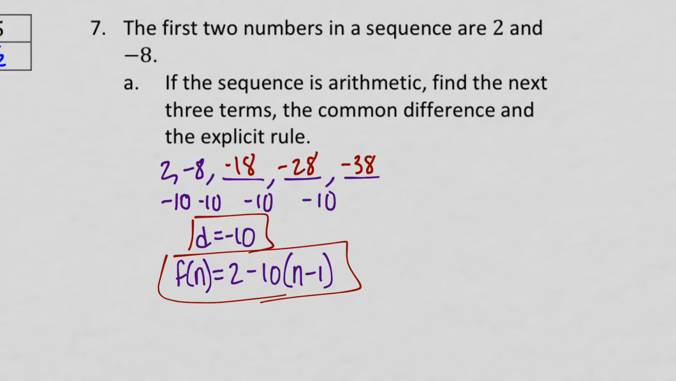Okay, so here you go. These are correct answers for number 7. In part A, it says the sequence is arithmetic, so find the next three terms. So I started with 2 and -8 like they gave me. I figured out that if it's arithmetic, it must be changing by the same common difference, which is -10.